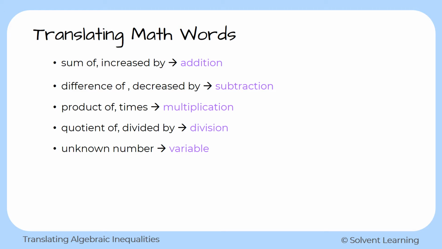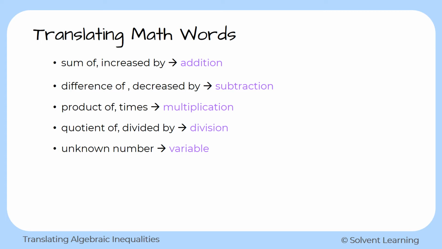When we have sum of or increased by, that will become addition. Difference of or decreased by will become subtraction. Product of or times becomes multiplication. And quotient of or divided by become division. Now this is just a small sample of types of math words, but you'll come across different ones. The important thing is to really think about what the word problem is trying to say so that you can understand how to translate it the correct way.